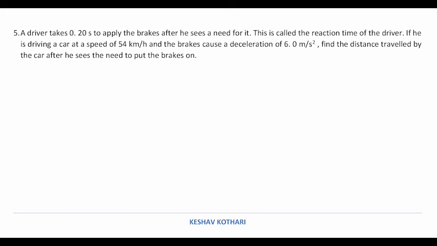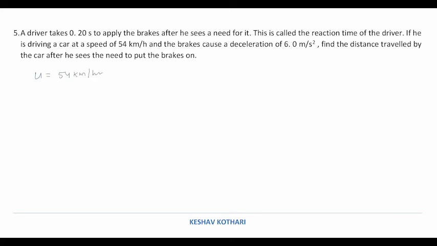A driver takes 0.2 seconds to apply the brakes after he sees a need for it. This is called the reaction time of the driver. If he is driving a car at a speed of 54 km per hour and the brakes cause a deceleration of 6 meter per second square, then find the distance traveled by the car after he sees the need to put the brakes on. So over here we are considering that initially the car is traveling at 54 km per hour.